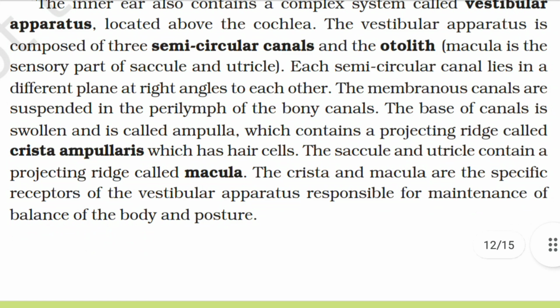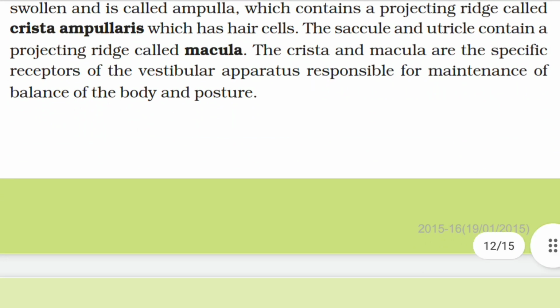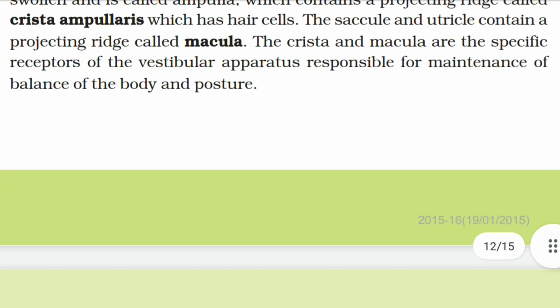The base of canals is swollen and is called ampulla, which contains a projecting ridge called crista ampullaris, which has hair cells. The saccule and utricle contain a projecting ridge called macula. The crista and macula are the specific receptors of the vestibular apparatus responsible for maintenance of balance of the body and posture.